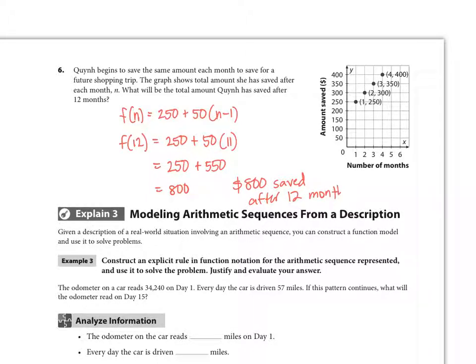So just to recap our last few examples, we did writing an explicit rule from a table of values, and now we've done a couple examples where we're doing it from a graph. Same process. We're still writing the explicit rule and finding some specific term that it's asking us to find.